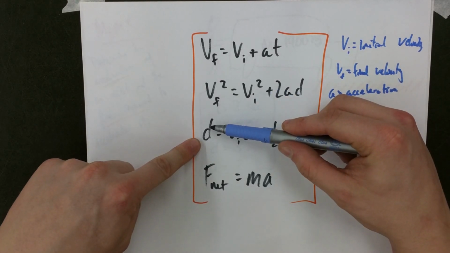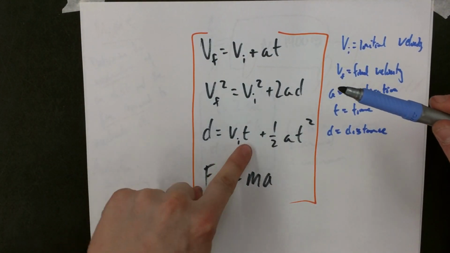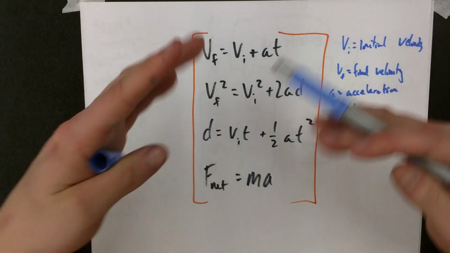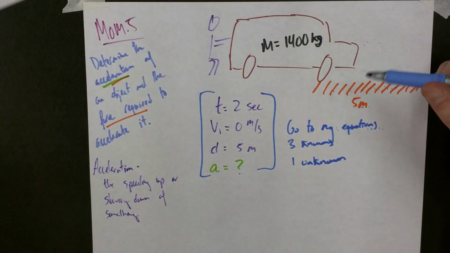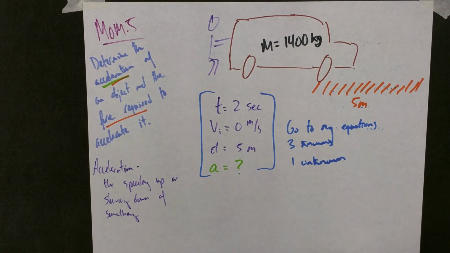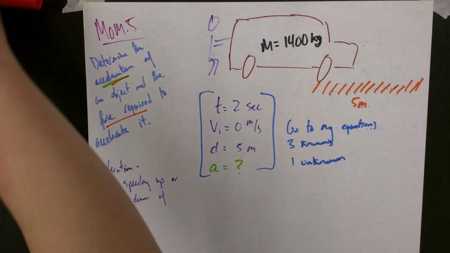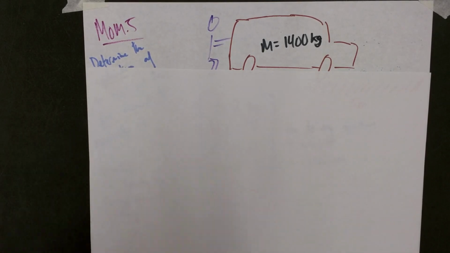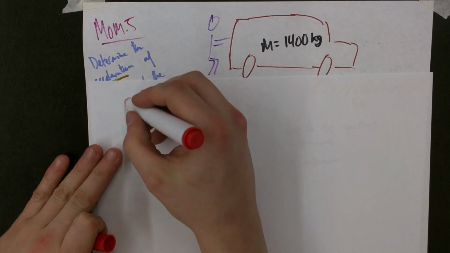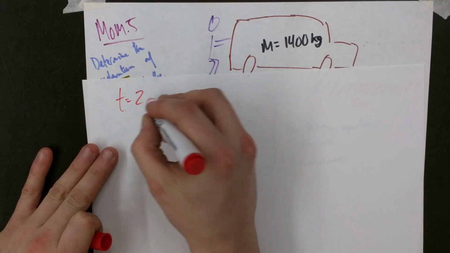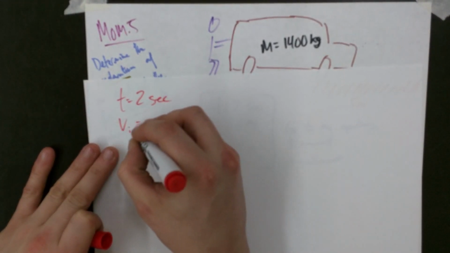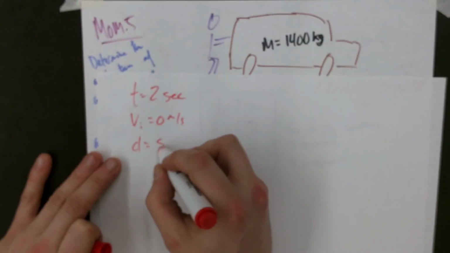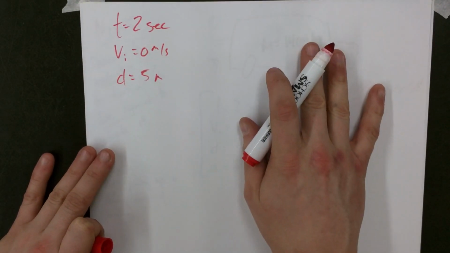Well, I have distance, I have initial velocity, I have time, I want A in the equation so I could solve for it. I have time. This one looks like the one that I'm going to pick out. So let's write this out. I'll even use some more paper down here. Let me rewrite my notes. I know T is 2 seconds. I know VI is 0 meters per second, and I know that the distance traveled is 5 meters. And we picked out this one.